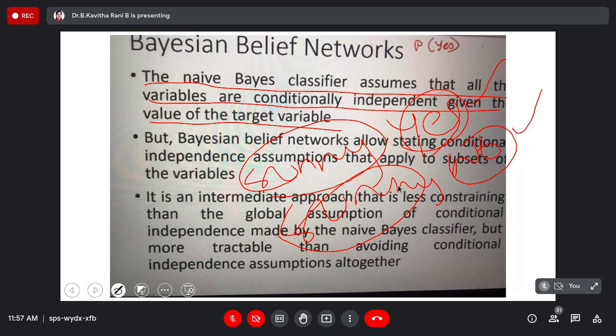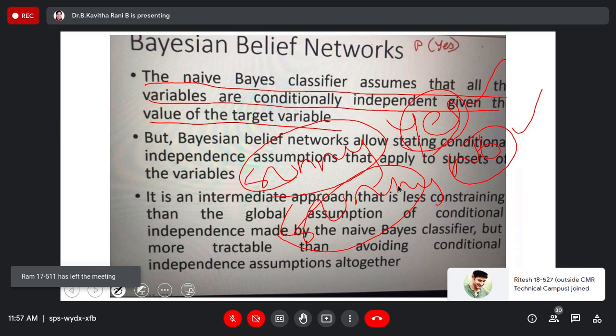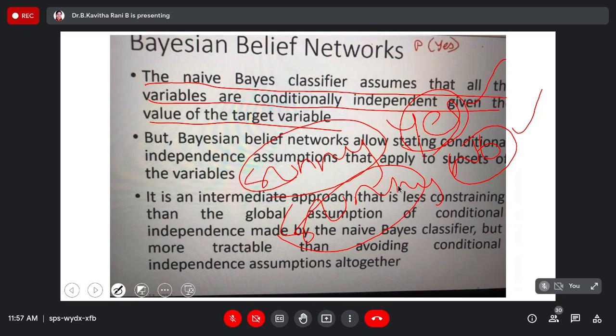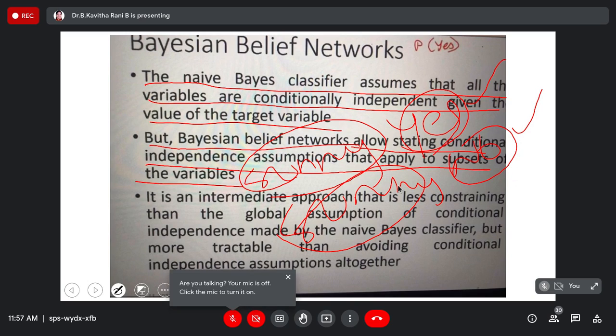But in Naive Bayes we assumed all the variables as conditionally independent. In Naive Bayes we took everything as conditionally independent and calculated. But in case of Bayesian belief networks, we can state conditional independence assumptions that apply to a subset of the variables. Bayesian belief networks allow us to state conditional independence. That means some variables in the training set are conditionally independent, but some variables are conditionally dependent. Some independent, some not independent.